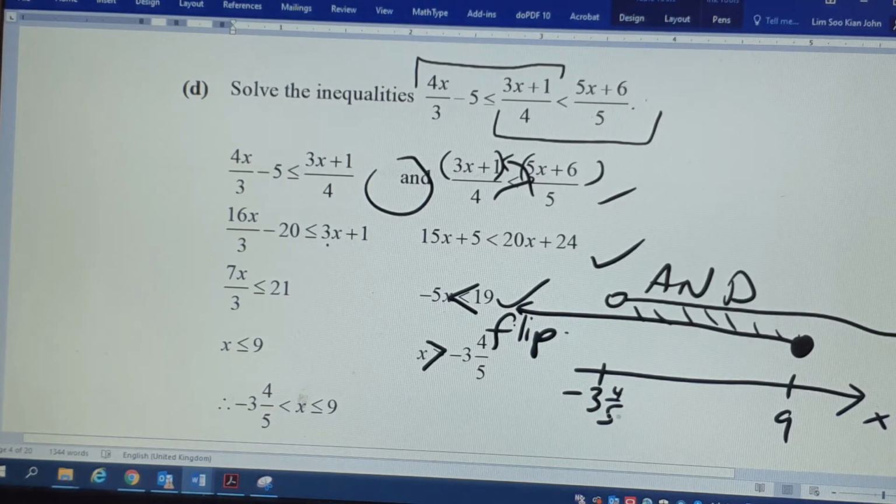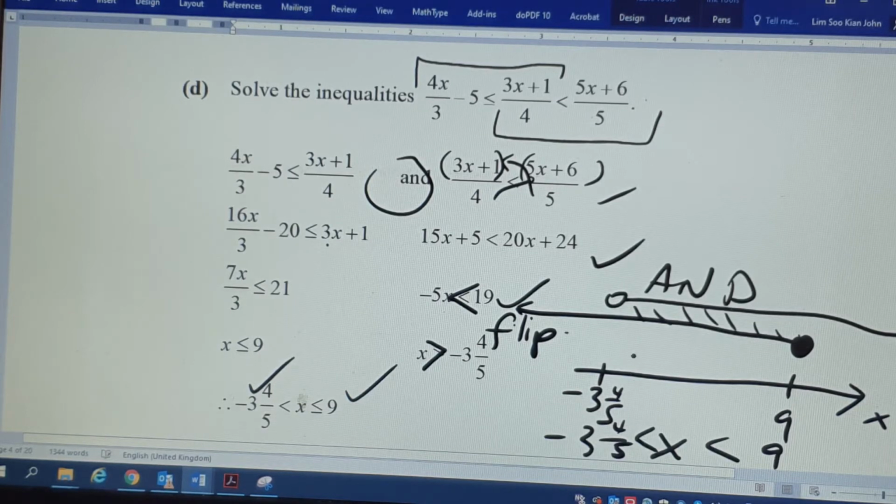Then now what's your answer? My x must lie between this number and this number, right? So I write x in the middle. This will be here. Always remember smaller number to the left, bigger number to the right. Do not write the other way in the exam.